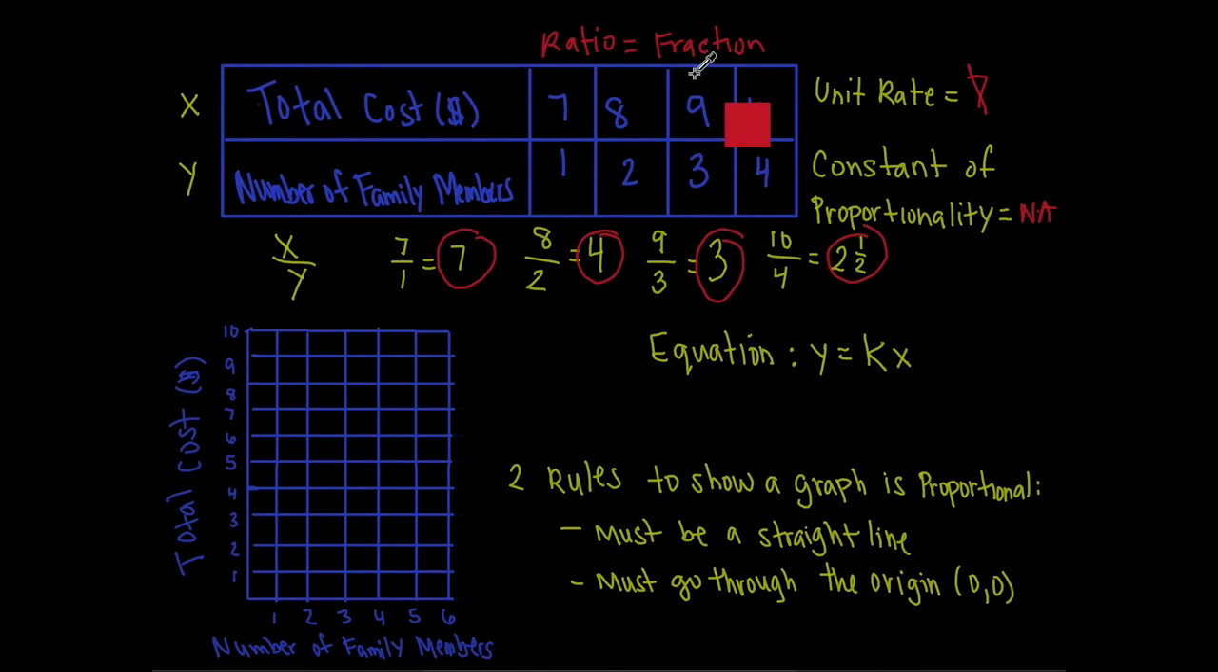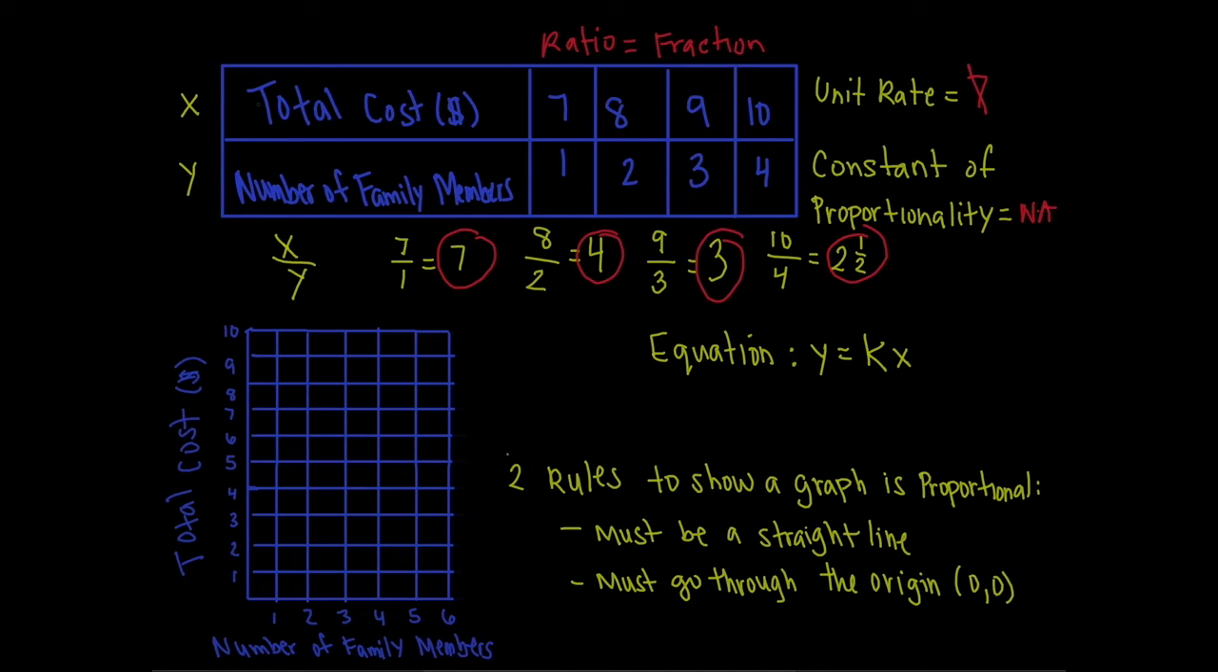relationship. So if you just think about, you're paying $7 for one person, with that ratio, you should be paying $14 for 2 people. Okay, that would be a proportional relationship. However, it didn't work out like that. So let me show you what a graph looks like.